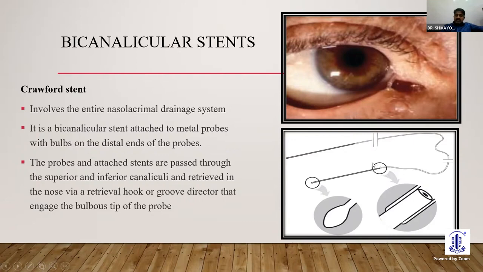This attachment is very, very important, because whenever you pass it, this might tear away. So this tube should be well over this aluminum foil, and it should be bulbous at the end, so that you can easily pass it into the canalicular system without causing any damage to the epithelium. Mind you, if you damage the canalicular epithelium, it's going to cause fibrosis in the future.